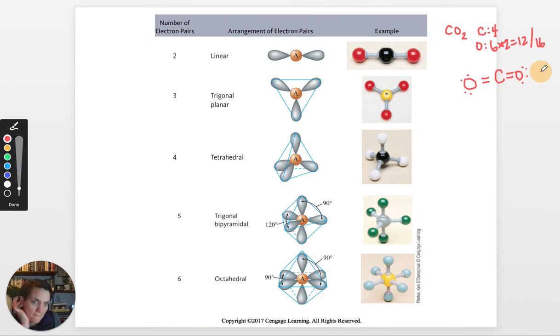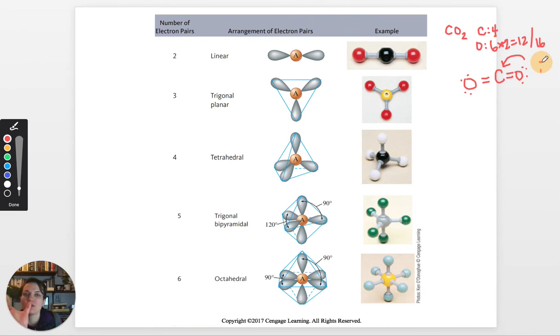You're not going to be that fast. I've been doing this for years. It's great. So notice when we are talking about our geometry, I'm looking at this carbon and I'm saying that there are 2 things around it. I don't care that it's a double bond. All that matters is that I have 2 atoms that are around it.